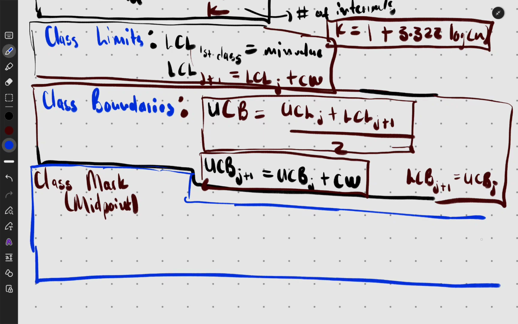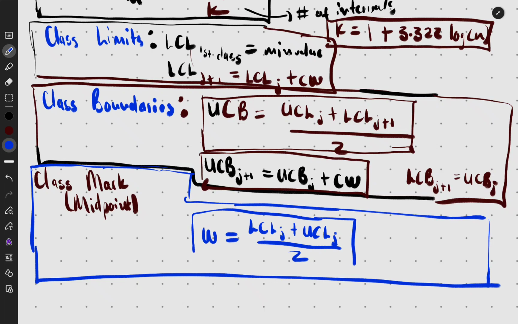The last one is going to be class mark. It's just the midpoint. So to get the class mark, you'll see it as W, your class mark. You can use the class limits or the class boundaries. Remember, class limits and class boundaries are not the same. You say the lower class limit of J plus the upper class limit of the same class J, divided by 2. You get the midpoint.